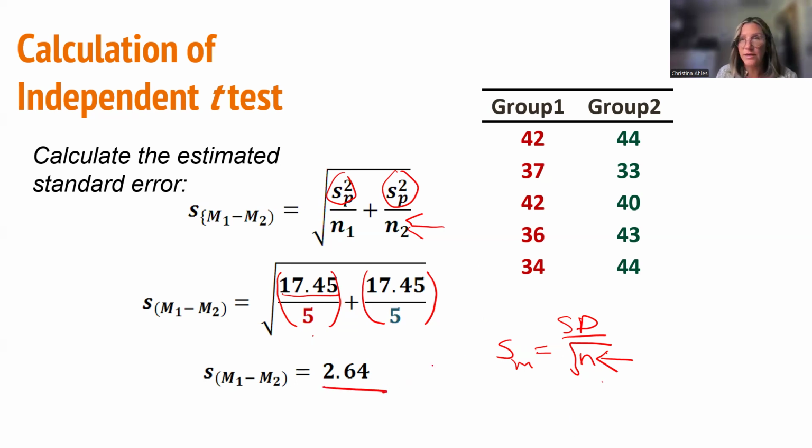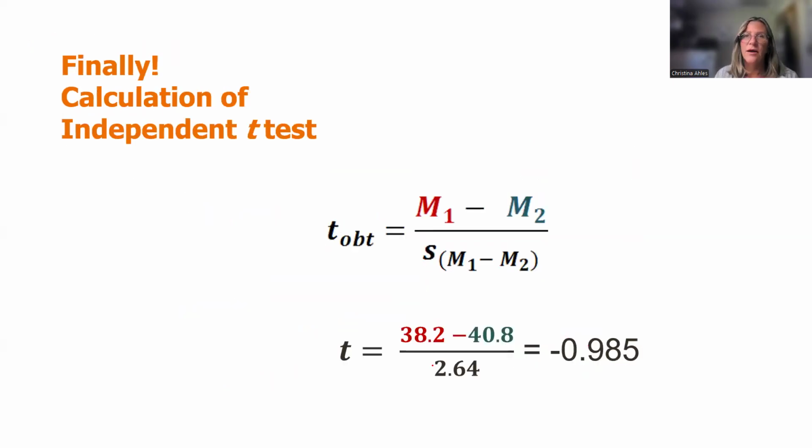Now we have everything we need to calculate that test statistic. We had our mean difference at the top, 38.2 minus 40.8. Here's our error, 2.64. Here is our test statistic, negative 0.985. Not very big. It's not even one standard deviation from the mean. So let's continue step 3 because we still need to calculate an effect size and a confidence interval for this test.